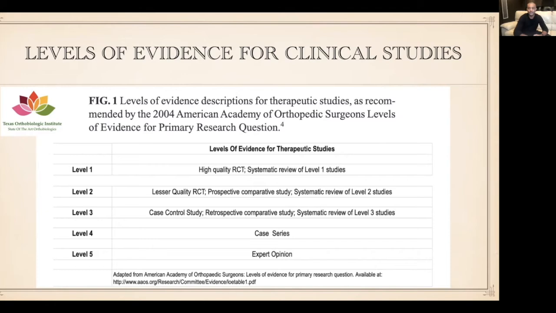The level 5 study or the level 5 of evidence would be typically expert opinion. So an expert in a particular field gives a lecture and says, in my experience, I've treated X number of patients and noticed this to be the best result. So that would be considered level 5 evidence. Useful, but not necessarily without bias.